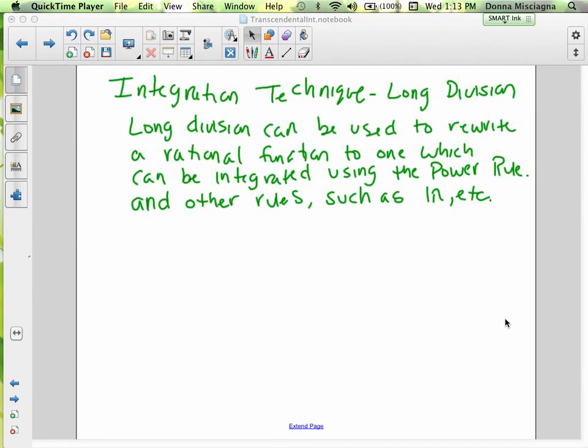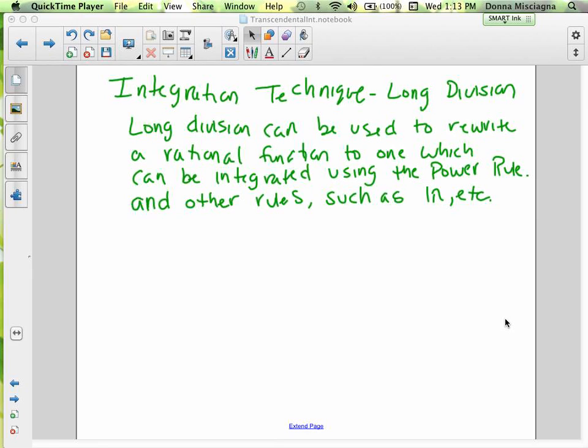Welcome. So now we're going to learn about another integration technique known as long division. And it's really not an integration technique so much as a rewriting technique, so that we can change the form of an integral from something we can't integrate to something we can.